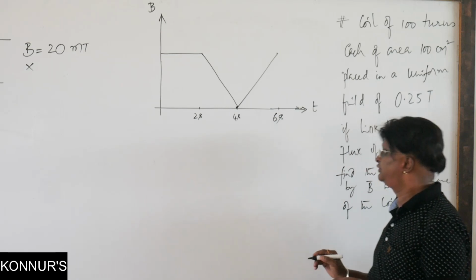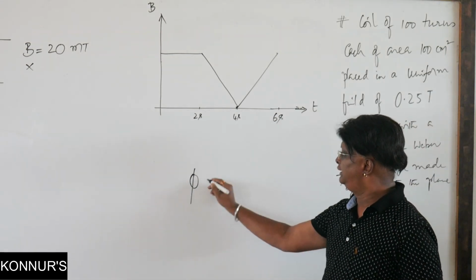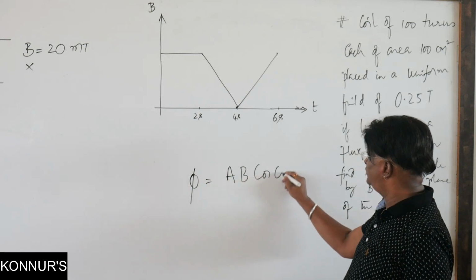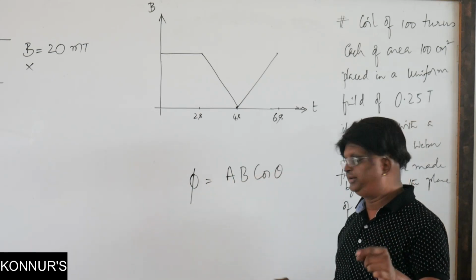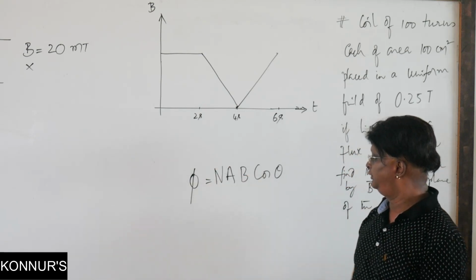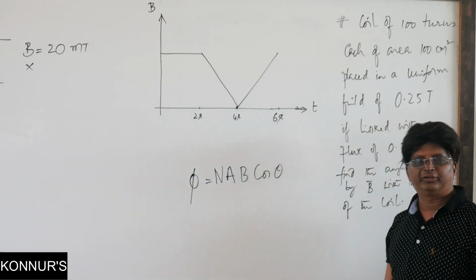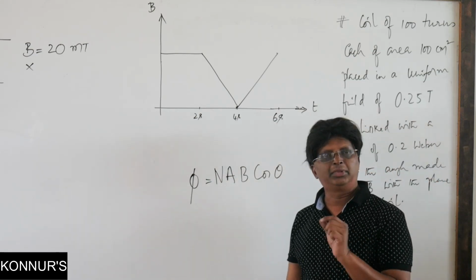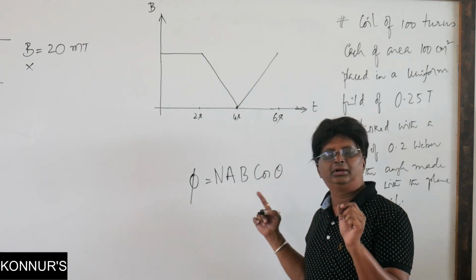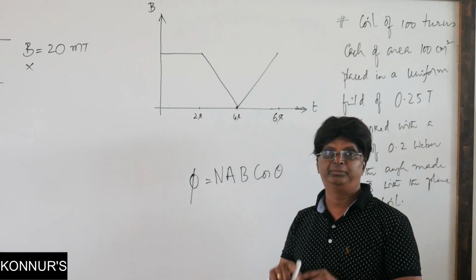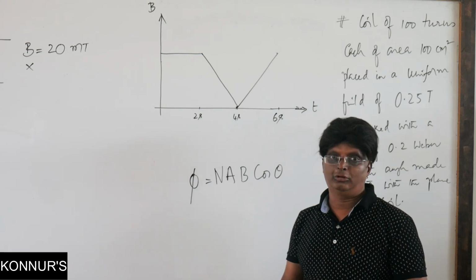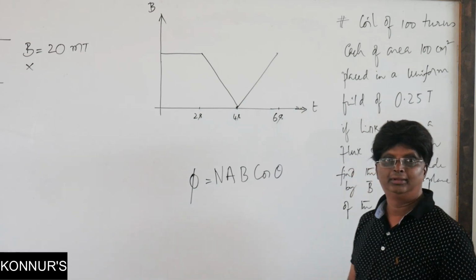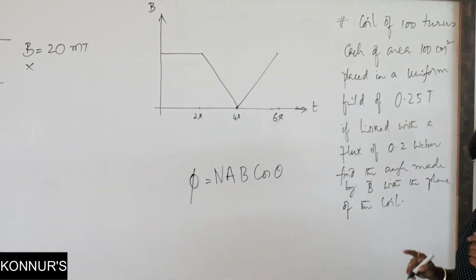You remember what was our definition of flux? Phi is, yes, we have said, ABcos theta, and if it is made of N turns, that is also multiplied. So phi is equal to NAB cos theta, and here the most essential point is the definition of theta. Remember theta, when we read cos theta here, theta is the angle made by B bar, not with the plane of the coil, but the angle made by B bar with the normal drawn to the plane of the coil.